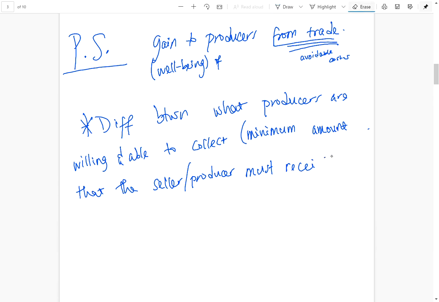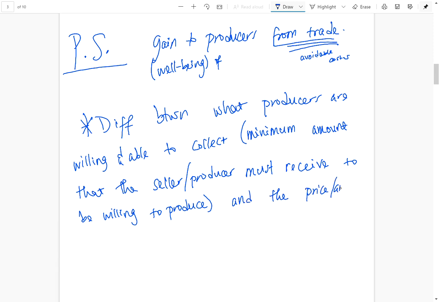Bear with me here. I'm reading and typing and thinking at the same time. Must receive to be willing to produce. So it needs to cover their avoidable costs to produce. Remember we talked about this in the last chapter. So it's the difference between what they're willing and able to collect, or the minimum amount they must receive for them to be willing to produce, and the amount they actually get.